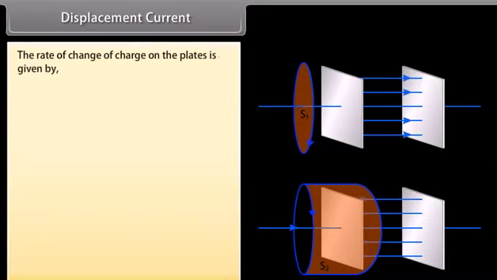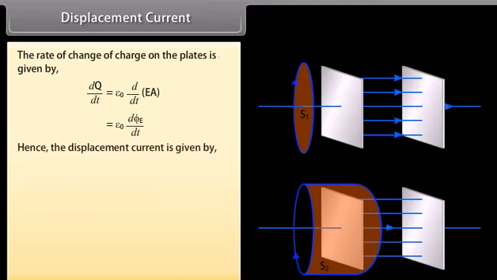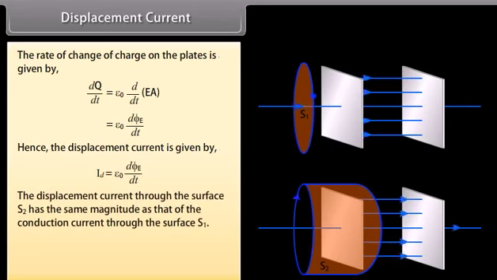The rate of change of charge on the plates is given by epsilon naught d by dt of EA, which is equal to epsilon naught d phi E by dt. Hence, the displacement current is given by I_D equal to epsilon naught d phi E by dt. The displacement current through the surface S2 has the same magnitude as that of the conduction current through the surface S1.